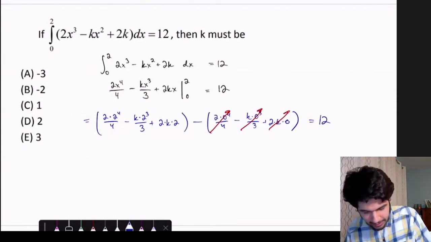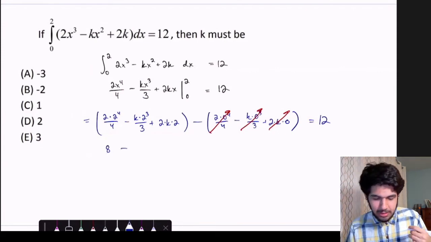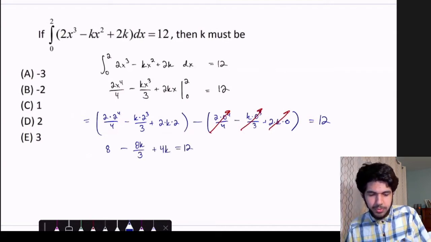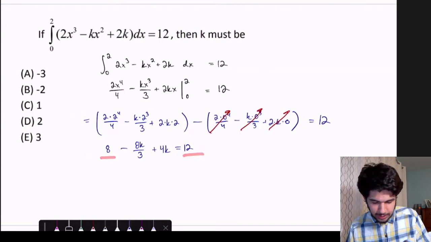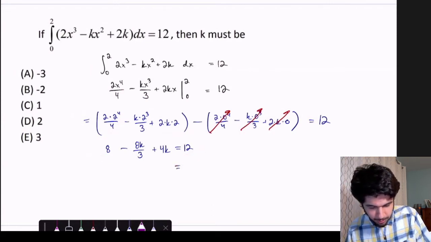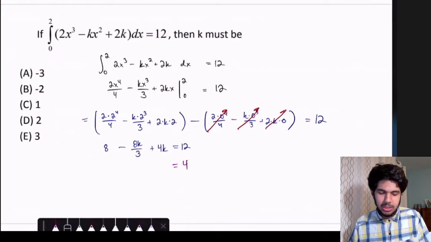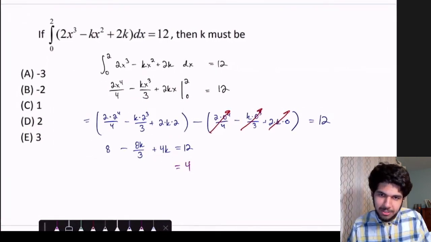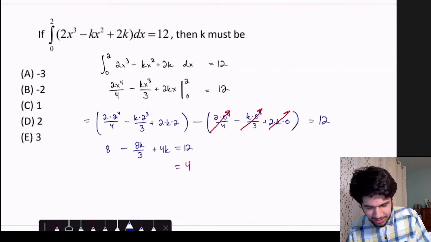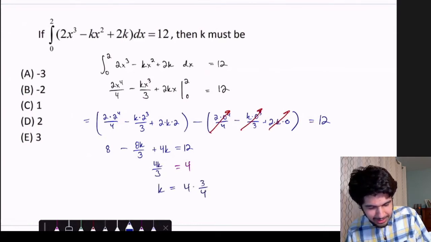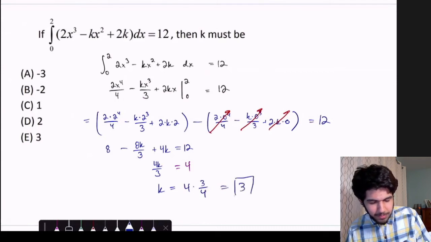32 divided by 4 is 8, minus, well, that's going to be 8k over 3. We'll add to that 4k. We want this to equal 12. Let's bring this 8 to the other side. So this would equal now 4. And then 4k minus 8k over 3. Well, 4k is 12k over 3. Minus that 8k over 3 would give us 4k over 3. And now we can just say k equals 4 times 3/4, which is equal to 3.